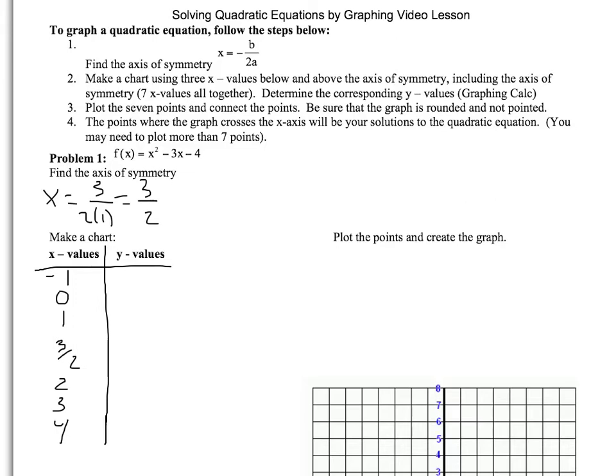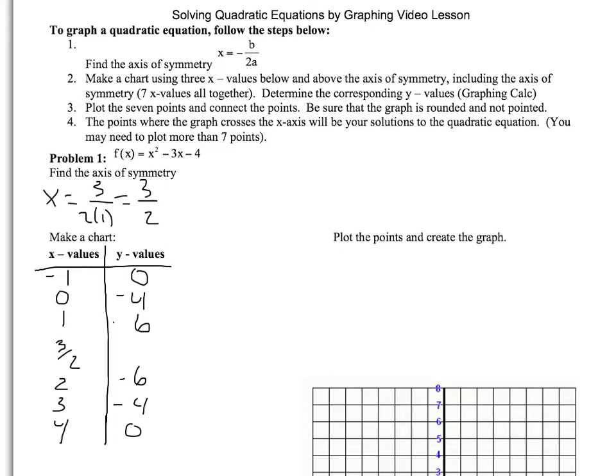When x is negative 1, y is 0. When x is 0, y is negative 4. When it's 1, it's negative 6. I'm going to skip 3/2 for a second. When it's 2, it's negative 6, when it's 3, negative 4, and when it's 4, 0. And again, I got that right from the table of my chart. For 3/2, it's not there.